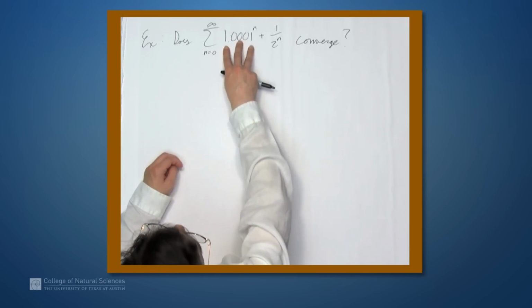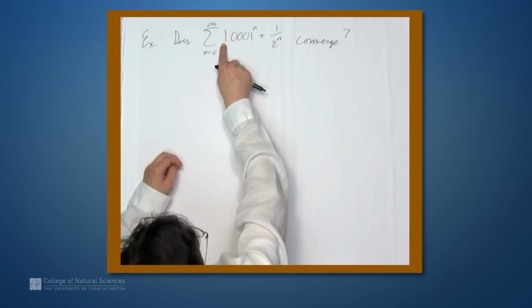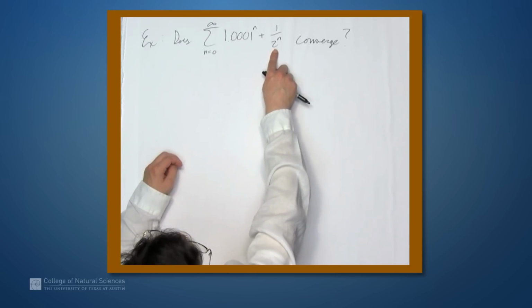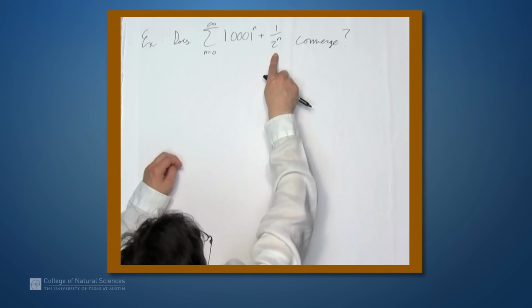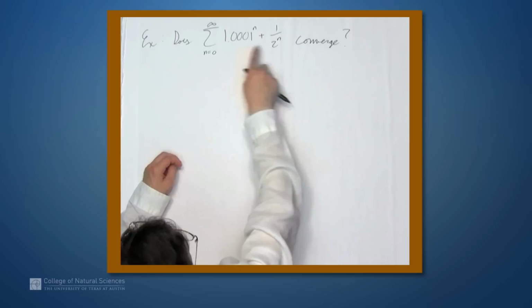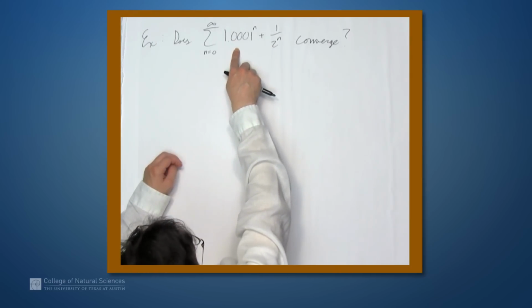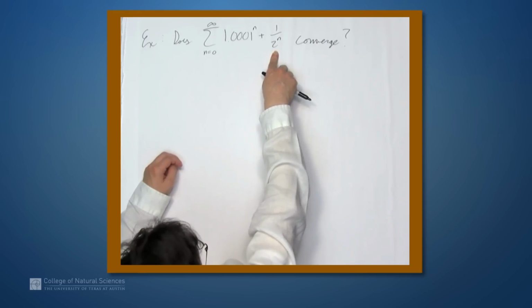Well, we know that these terms alone, ignore the 1 over 2 to the n, form a geometric series, right? The ratio is 1.0001. These other terms also form a geometric series, 1/2 plus 1/4 plus 1/8, and so on. The key difference between these is that this one forms a divergent geometric series. This one forms a convergent geometric series.